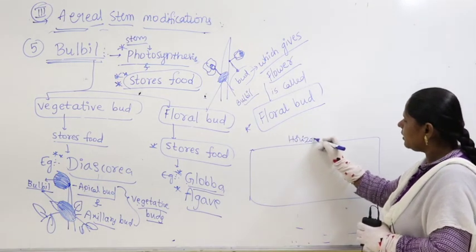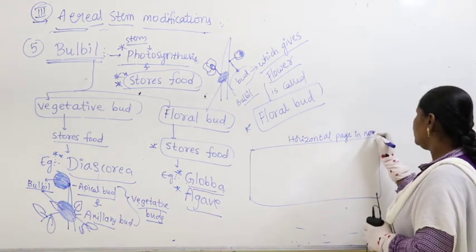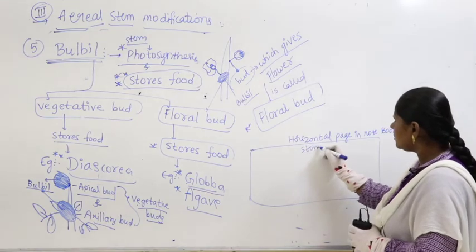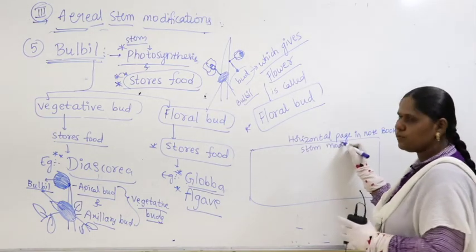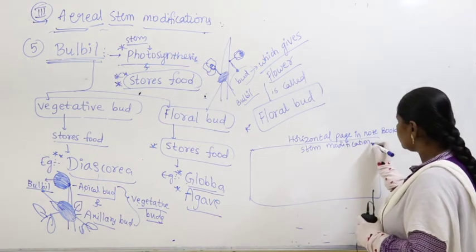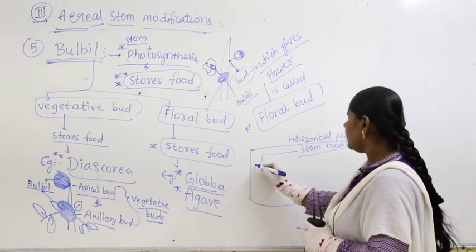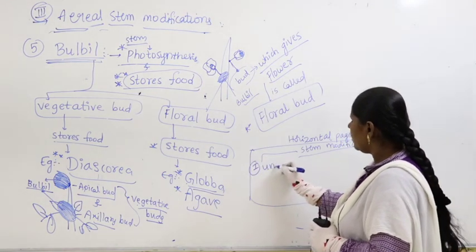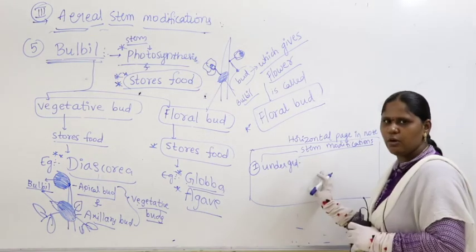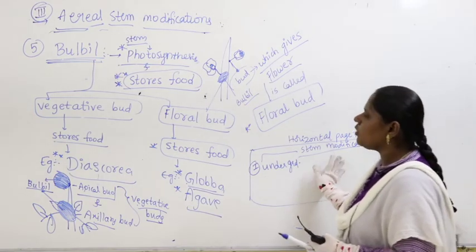Take a horizontal page in the notebook. Start writing stem modifications, as I gave you the block diagram on the first day, remember? So stem modifications, and start writing all 3 categories: underground stem modification. Instead of giving you work, better I'll write it down so that you can copy it down and practice.